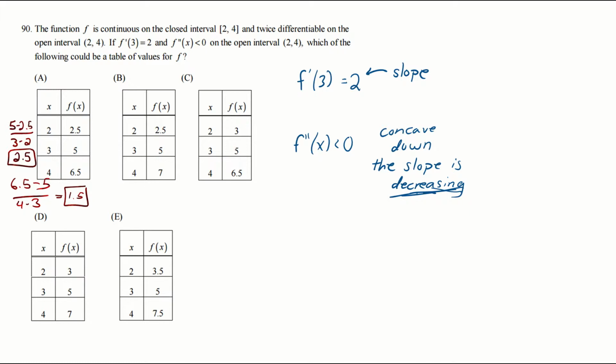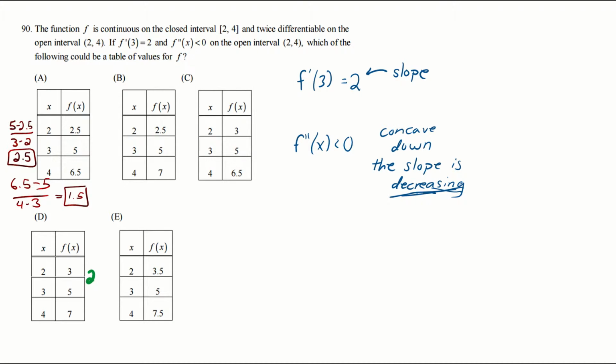Now in all of these, x steps by 1. So really the slope is just 5 minus 2.5, 7 minus 5. So in this case, the slope is 2.5. Here the slope is 2. Okay, the slope is decreasing, so it could be B. And the next one, the slope is 2, and now the slope is 1.5. Again, the slope is decreasing, so we can keep that one in.